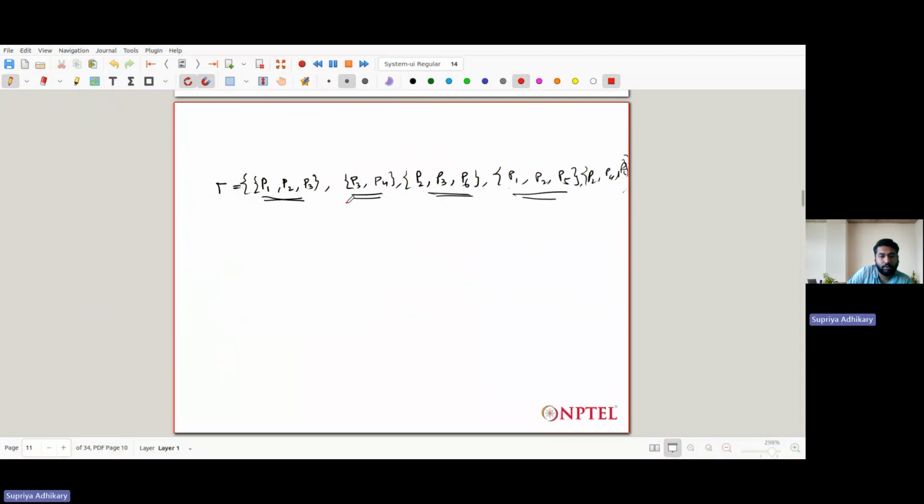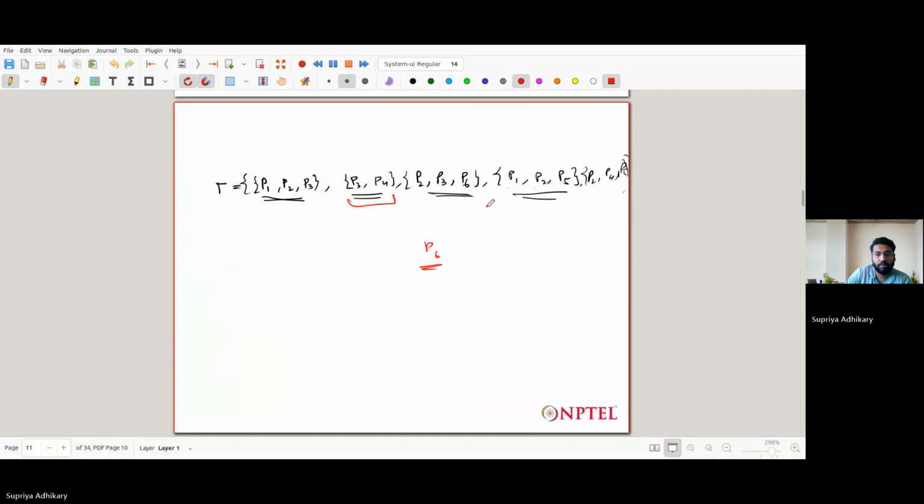Great. Now let's take these sets. For these two sets, P1 is missing. P1, P2, P3, P4, P5 is also missing. So now just these two sets. For these two sets, we have P6 missing.